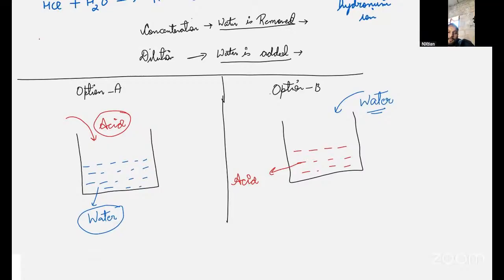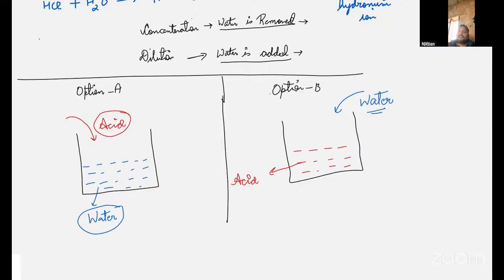Okay. So B, because when water is added, then only dilution happens. Okay. In the first also the water is there and we are adding acid. So dilution is there, no? Second also dilution and the first also dilution. So we have 3 and 3. So the winner is option A.